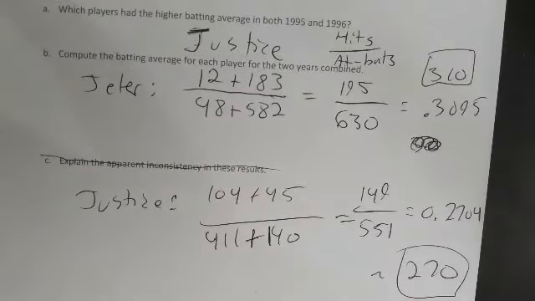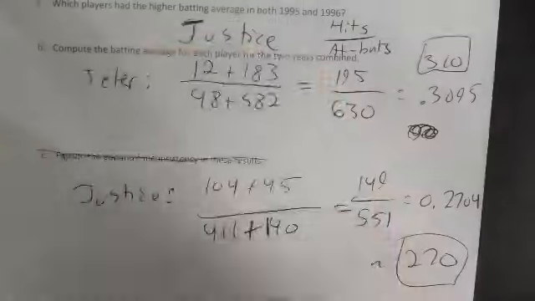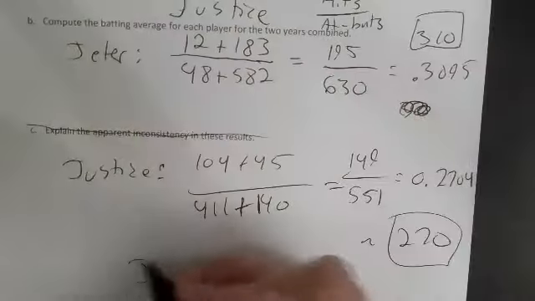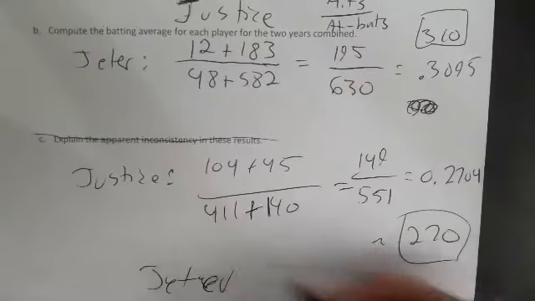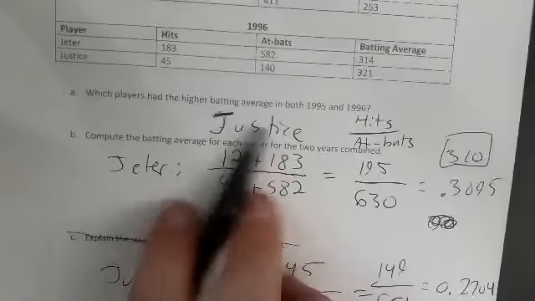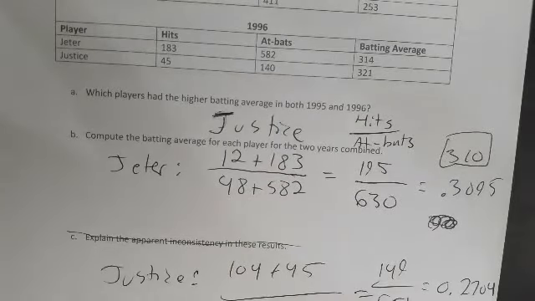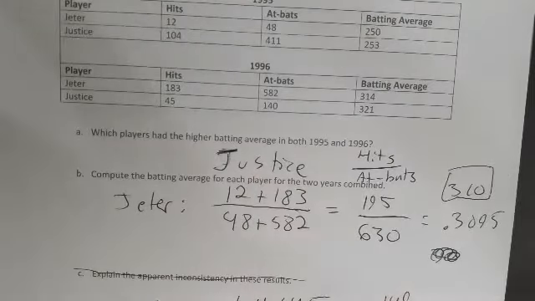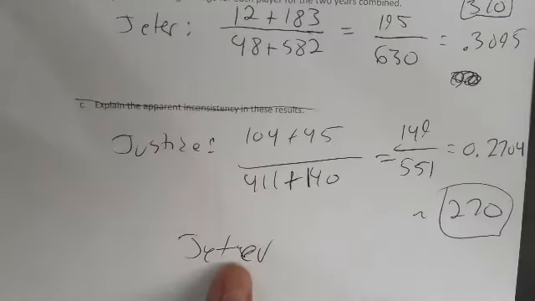So we're looking at 310 versus 270. Who had the higher average for the 2 years combined? Jeter was higher. So what happened? If we look at each year separately, we notice that Justice has a higher batting average. But if we look at the 2 years and we combine the 2 years, then Jeter overall is going to have the higher batting average.